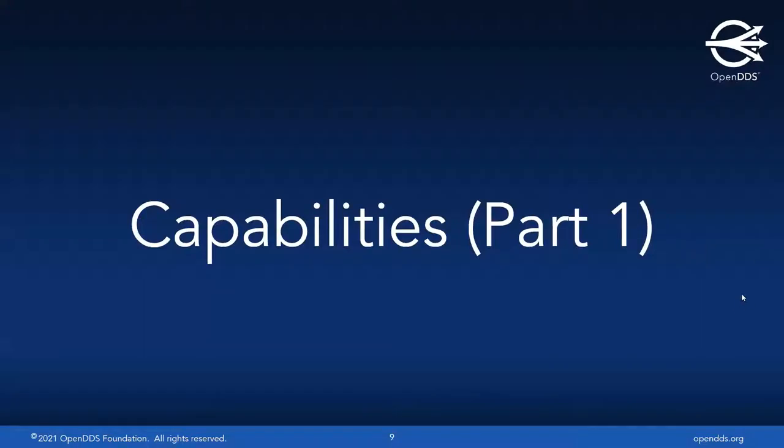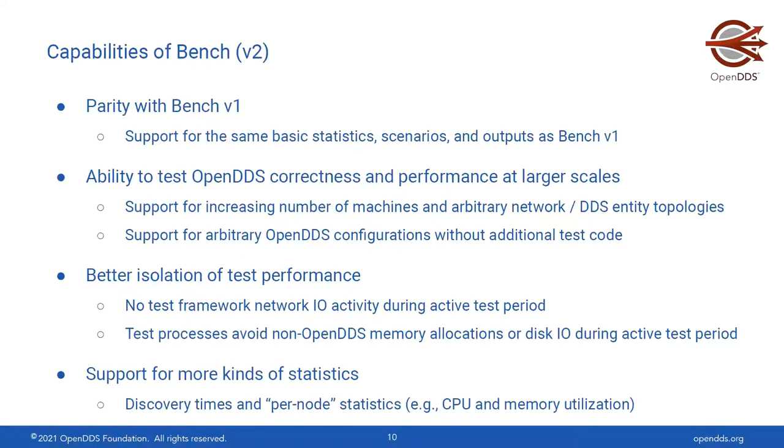Right. So where have we landed? What can Bench do now? We thought it was important to cover most of the functionality of Bench version 1, which is why we're just kind of reusing the name for the sake of consistency. That way we can keep updating the performance webpage with the same sorts of graphs and output as we had before. We're capturing the same statistics.